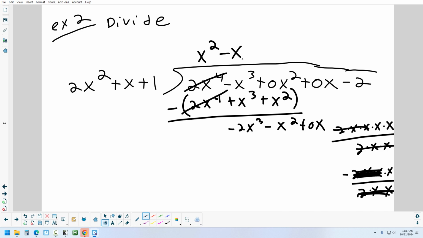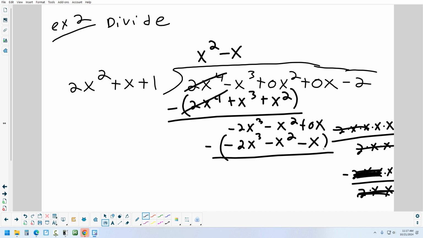Okay, multiply back out. What's negative x times 2x squared? Negative 2x cubed. What's negative x times positive x? Negative x squared. And what's negative x times 1? Negative x. And again, subtract those columns.